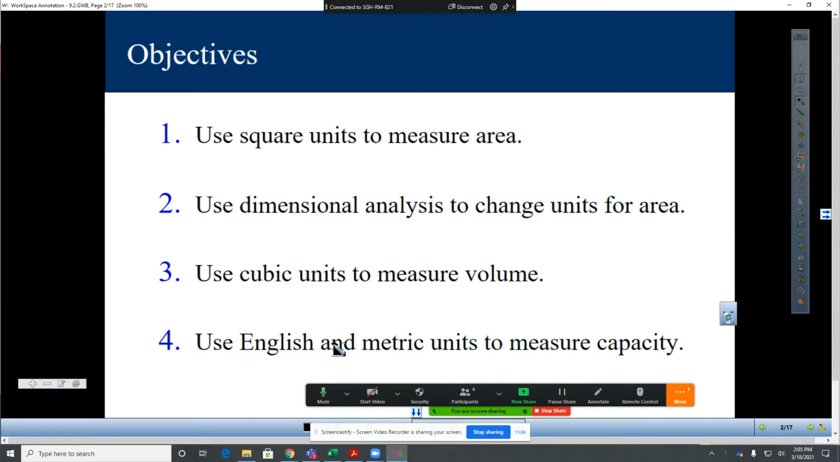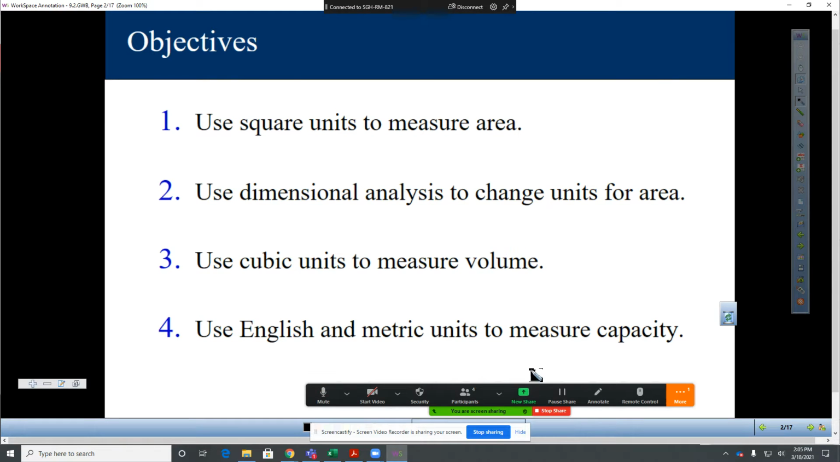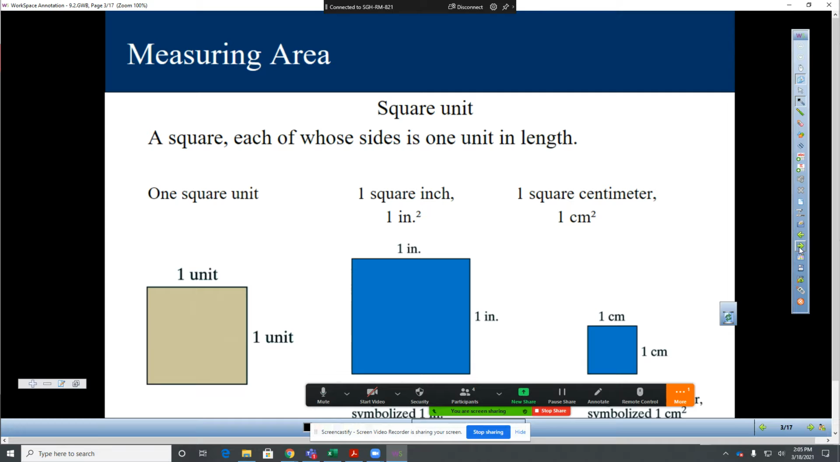All right, so as we were saying, this is basically just the same kind of stuff we were doing the other day. Different units that we're going to be dealing with. Okay, next page.